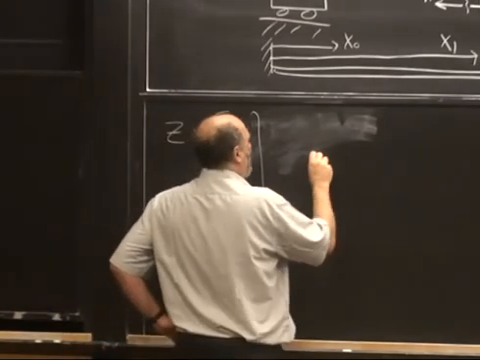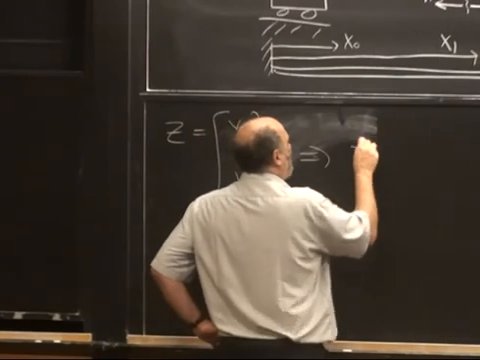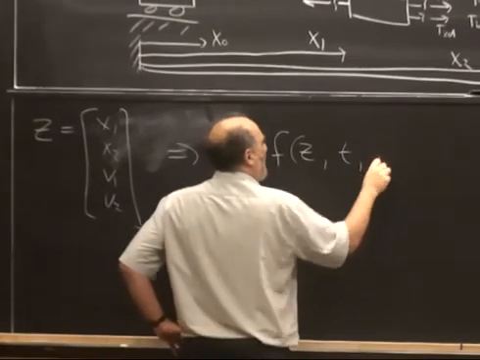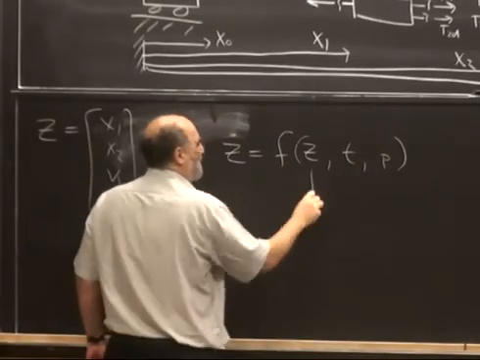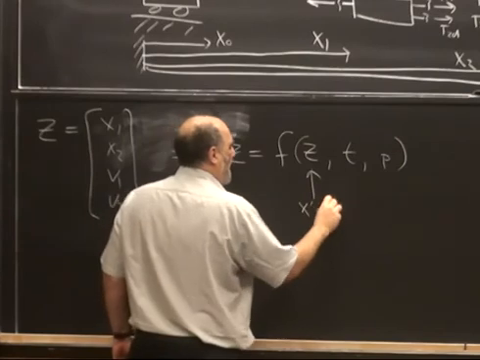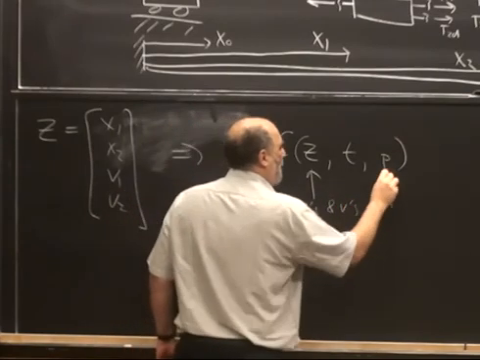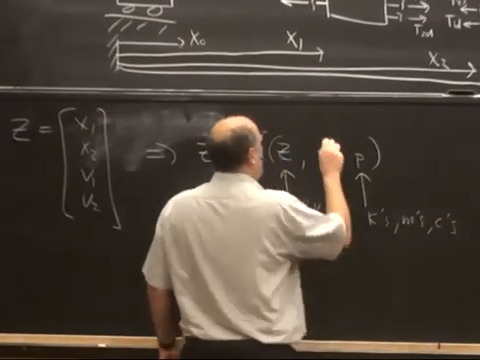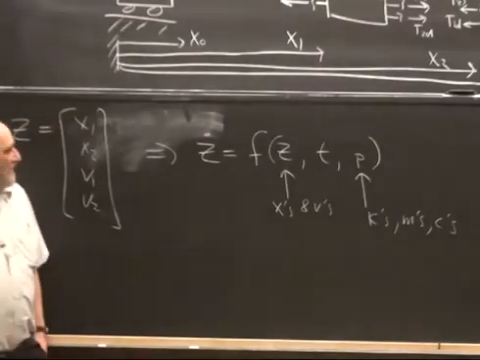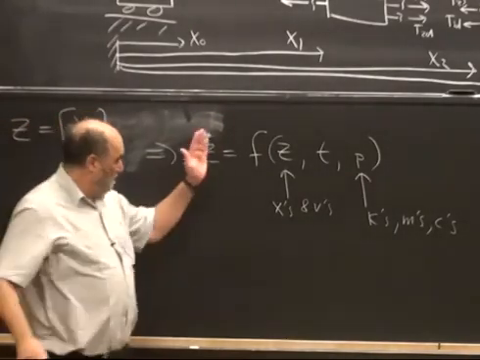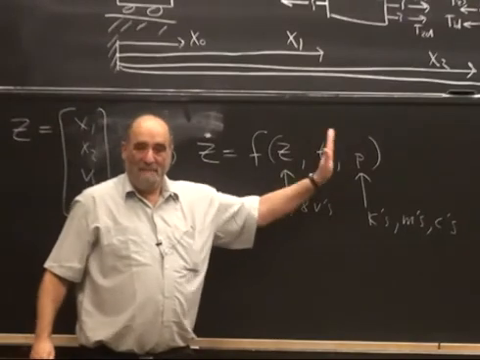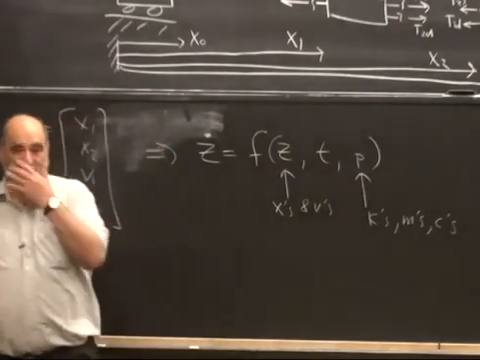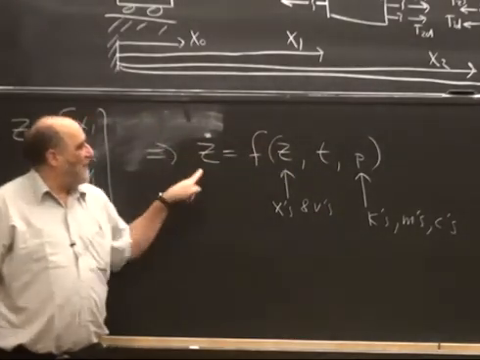And then we're going to say that z dot is equal to some function of z, and maybe t, and maybe parameters. So in this case, z is all the x's and the v's, the parameters are all the k's and the m's and the c's, and this is time as you know it. So now we can predict the future by using the laws of mechanics and the laws of geometry. If we know all the positions and velocities, we can calculate the rates of change of all those positions and velocities. And we can abstractly write it this way.